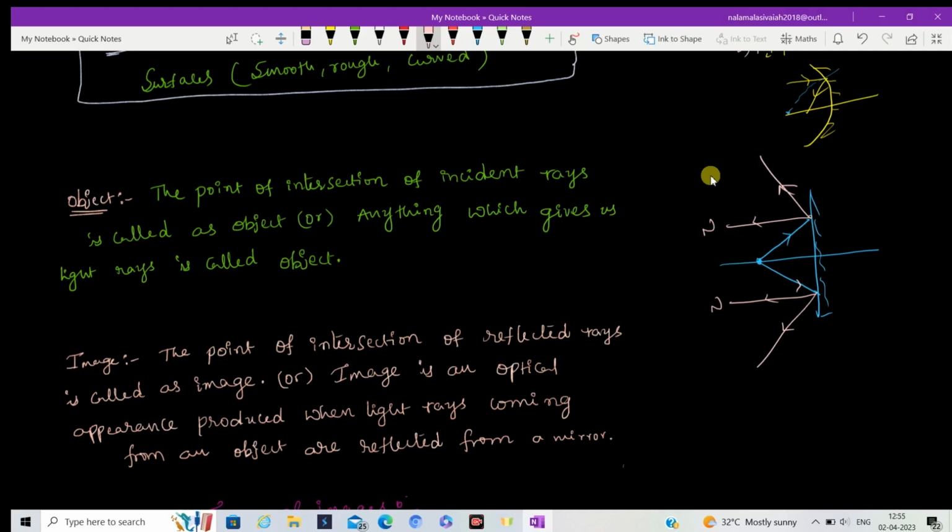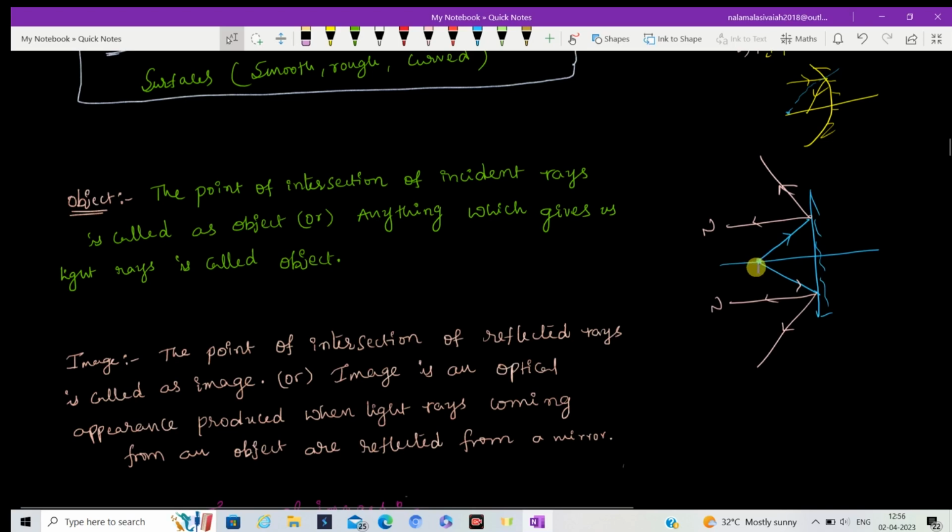Then you see this is the incident ray. In this diagram, this is an incident ray and this one is also an incident ray. When these incident rays are incident on the surface, they will be reflected back. Coming to the definition, the point of intersection of incident rays, here the incident rays are 1 and 2, which are coming from this point. So the point of intersection of incident rays is called the object, or anything which gives us light rays is called an object. From this point only light rays are coming.